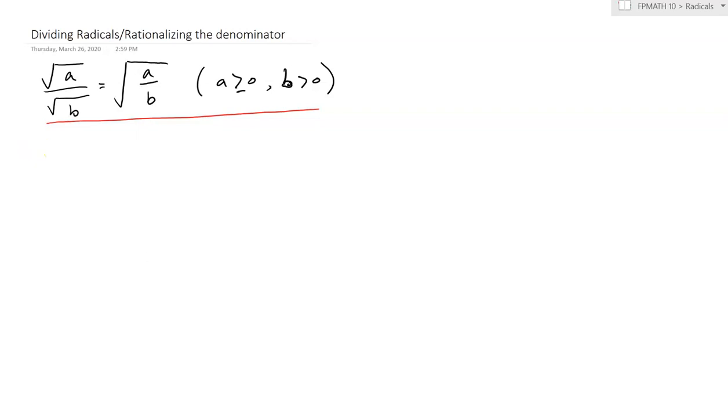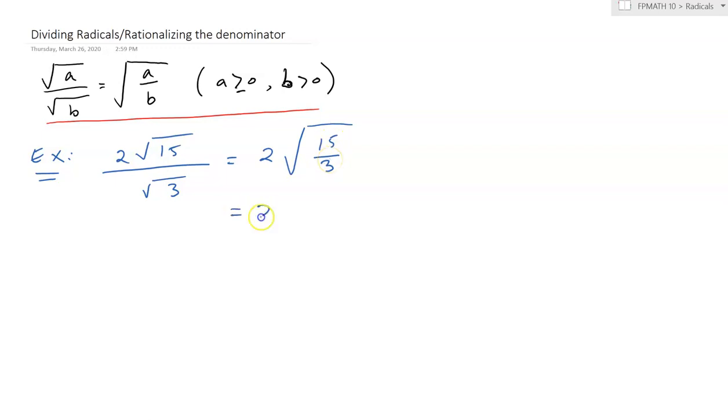So let's start with a simple example. We want to simplify 2 root 15 over root 3. In this case, it's very simple again. So 2 is outside, there's nothing to divide, but root 15 divided by root 3 is root 15 over 3. 15 over 3 is inside the radical, and 15 divided by 3 is 5, and that would be 2 root 5. And that's basically it.